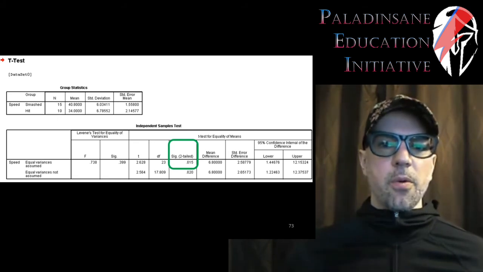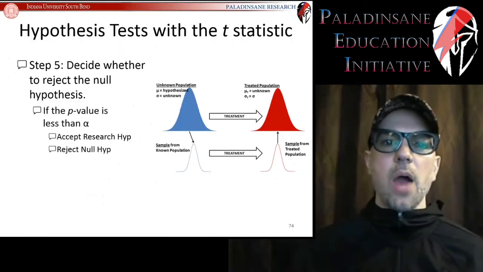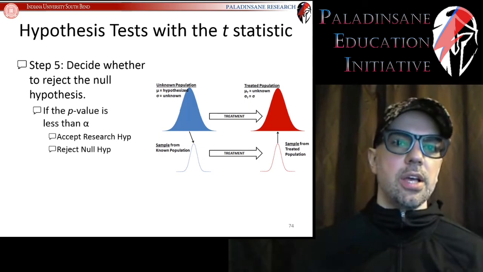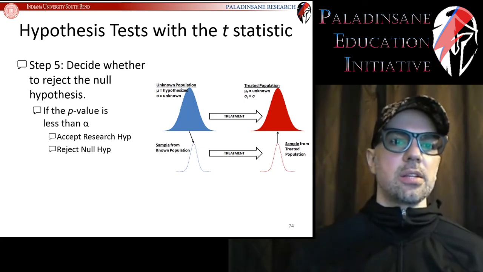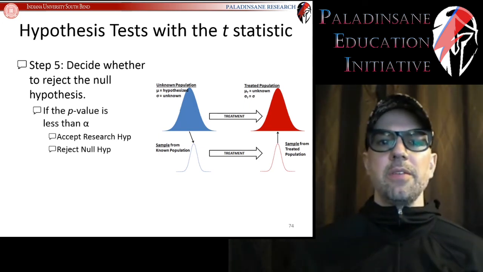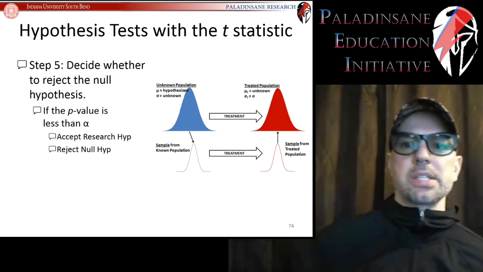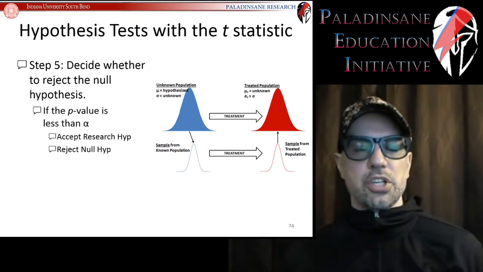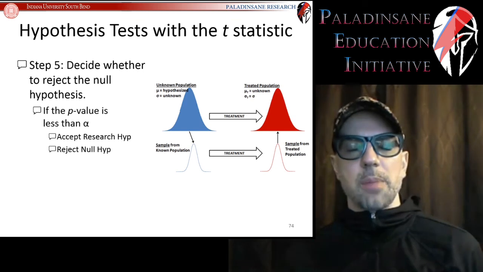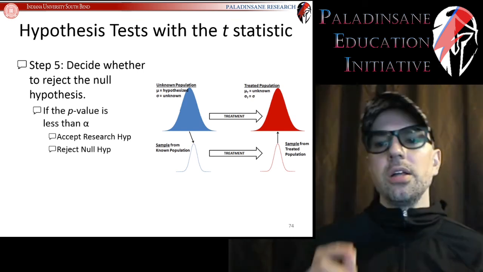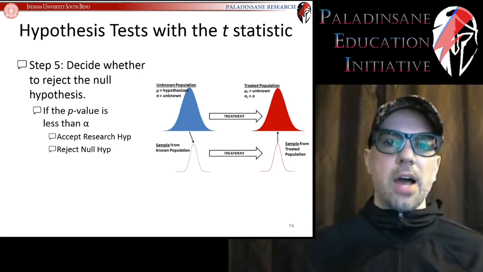So now we've got step 4, on to step 5. Now we are ready to make our decision. So decide whether to reject the null hypothesis. If the p-value is less than alpha, we're going to reject the null hypothesis and we're going to accept the research hypothesis. If you recall, our p-value is 0.015.